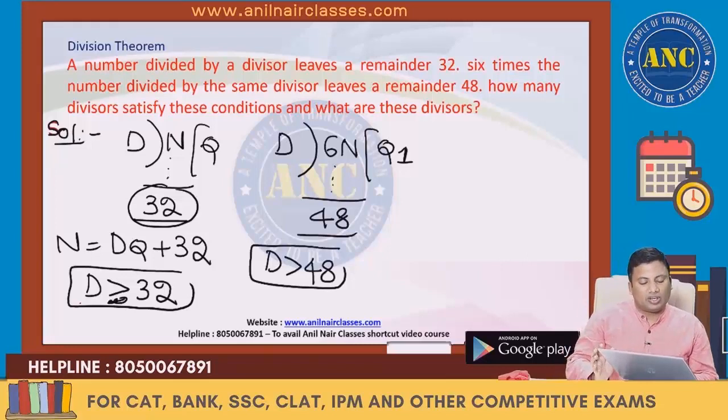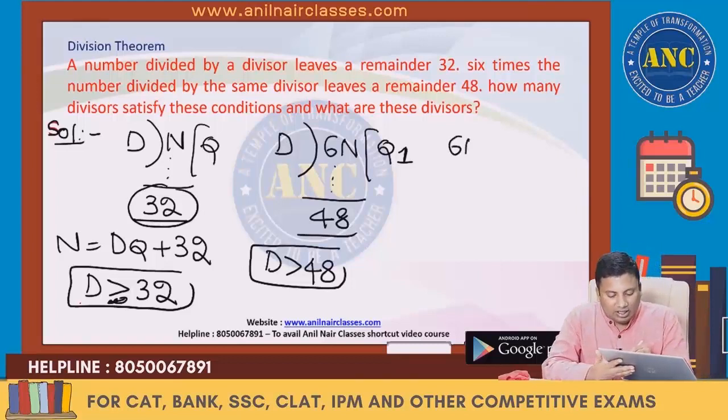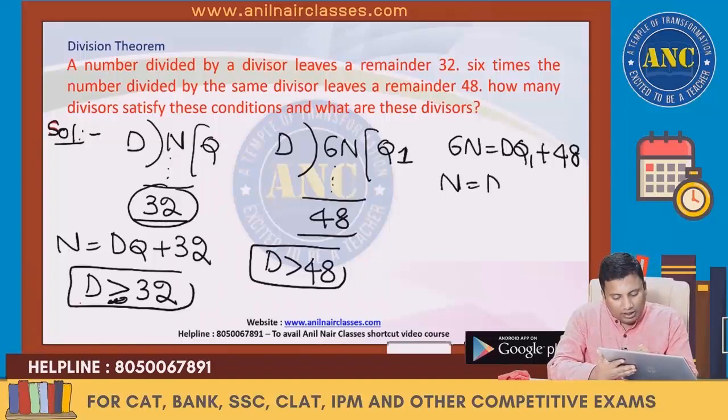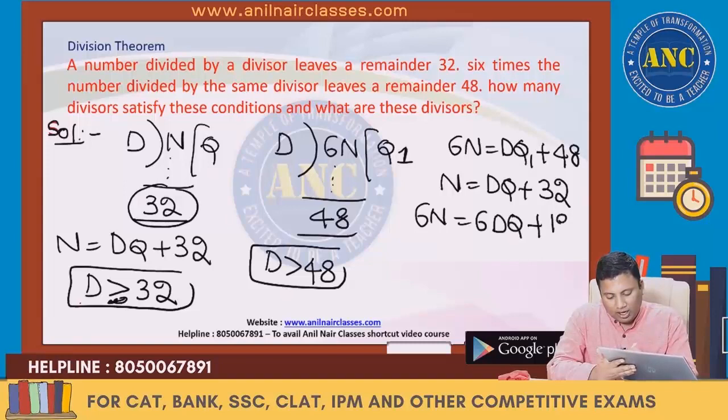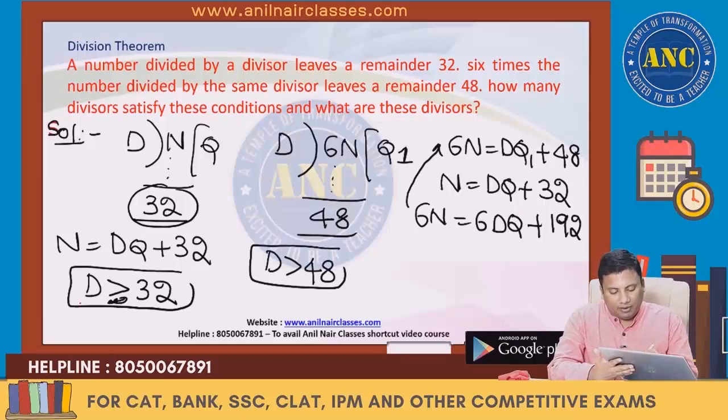What is the intersection of these both? Any value greater than 48 is also greater than 32. Now, 6n is nothing but dq1 plus 48. I will multiply n equivalent to dq plus 32 with 6. 6n equivalent to 6dq plus 192. I will subtract from this.